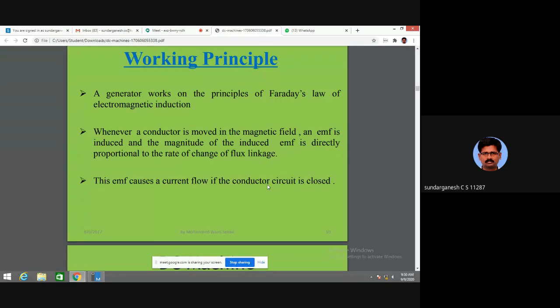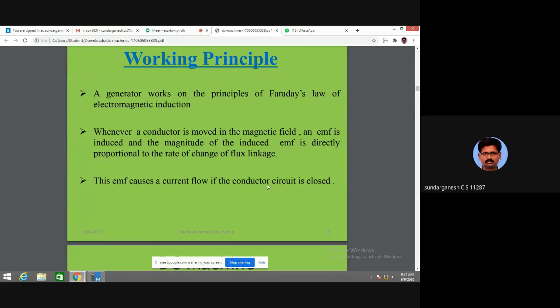So when the conductor is moved in the magnetic field, an EMF is induced, and the magnitude of the induced EMF is directly proportional to the rate of change of flux linkage. There is a constant magnetic field produced by the stator. You are moving the rotor continuously by a prime mover. So the conductor is continuously rotating inside the magnetic field and continuously cutting it. The rate of change of flux linkage means how it cuts the flux. Flux linkage means the flux which is linking with the rotor.